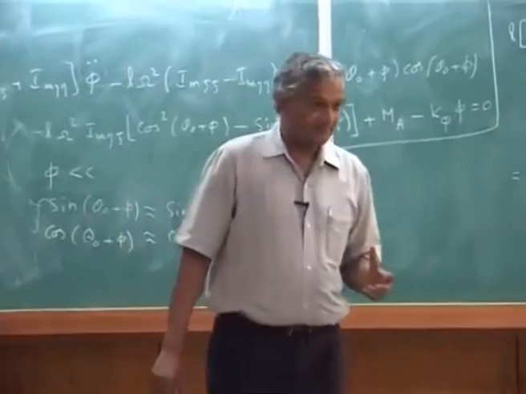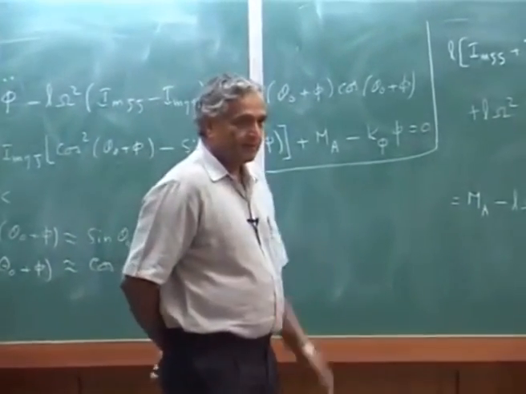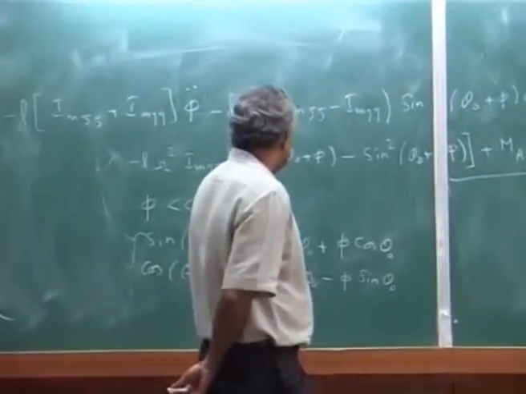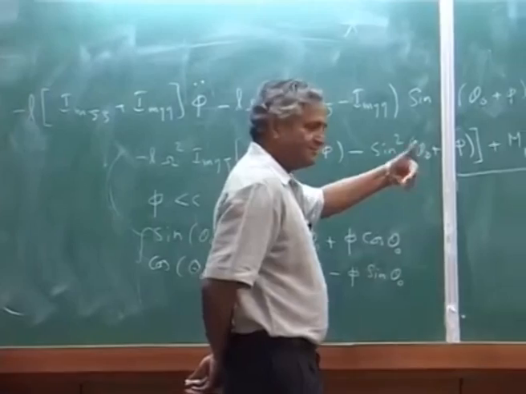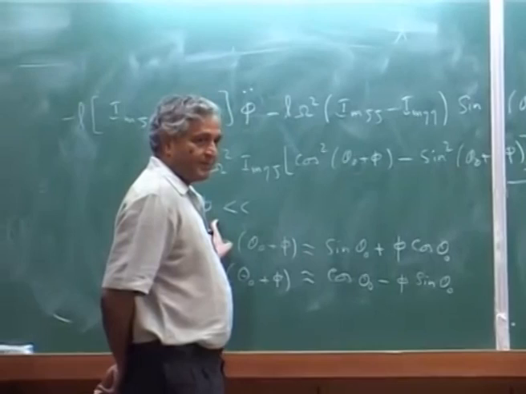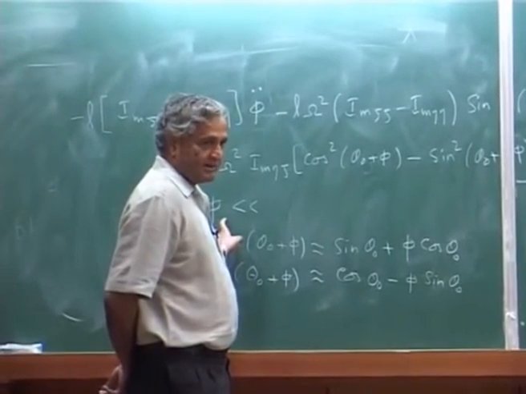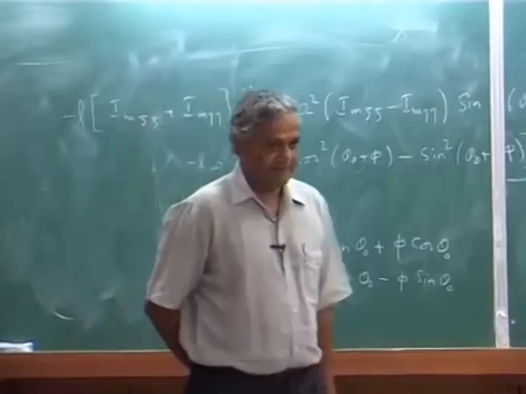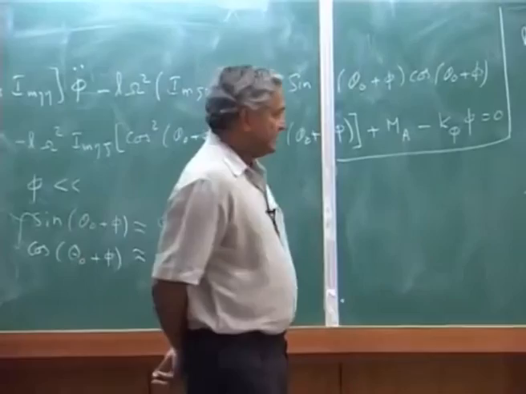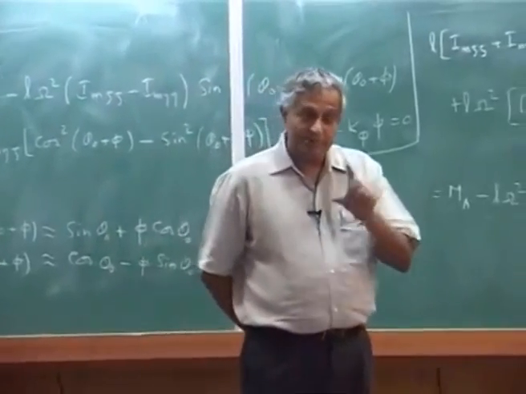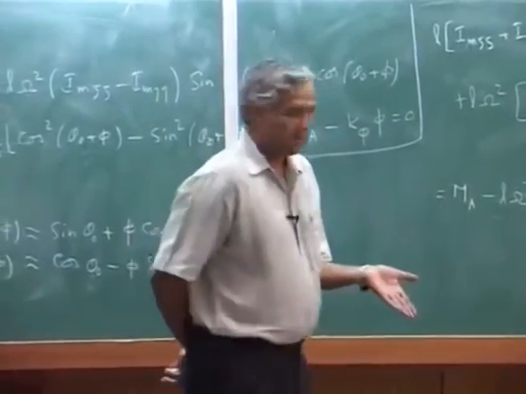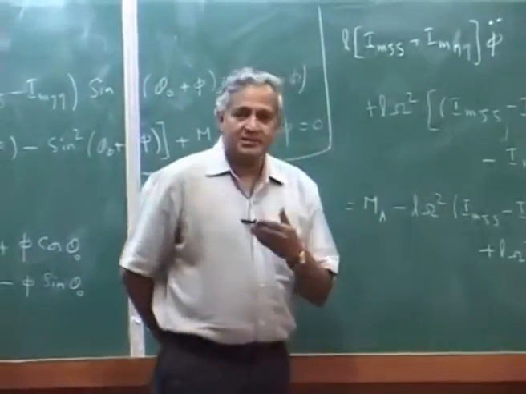Now you see, we have ignored the phi square term when we multiply sine theta. Phi is always small. You make that assumption so that the torsional deformation is small but pitch angle is large. Large means it can be any angle, 10 degrees, 15 degrees, 5 degrees, but phi is a small angle.